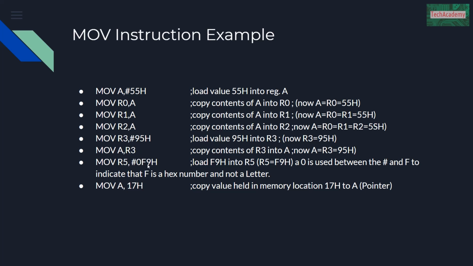So at the end, what is the number? This is F9. So F9 will get transferred into R5. But still, it is a good practice to write any number which starts with the letters A to F with a 0 before it.